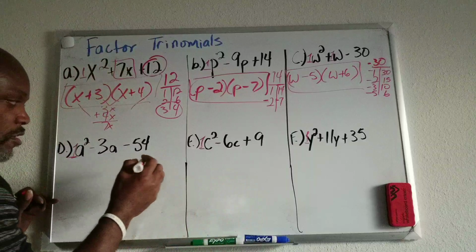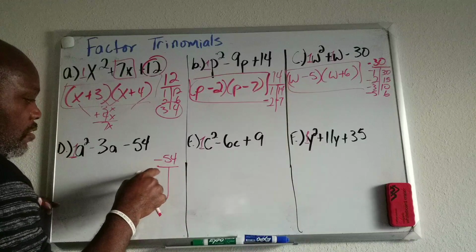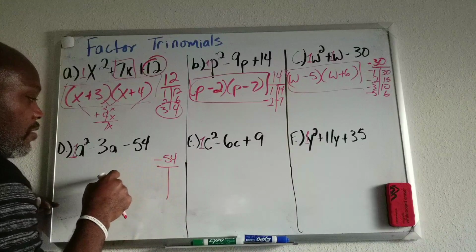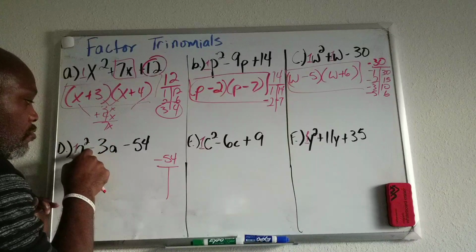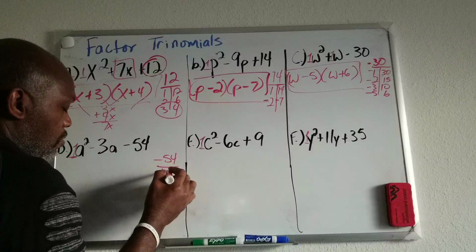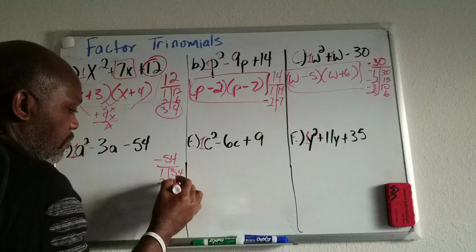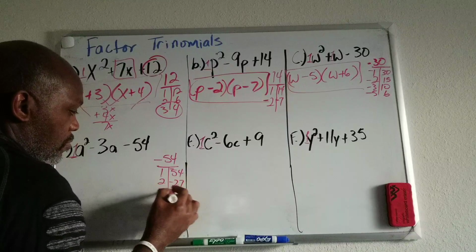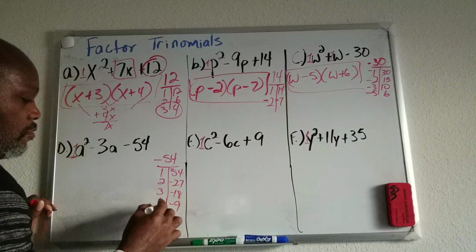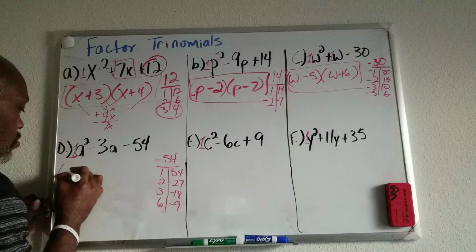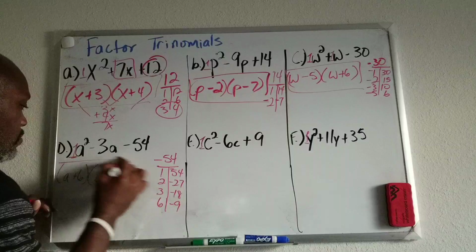All right, same thing here. We're going to look at negative 54. The factors: one is going to be a negative, one is going to be a positive. The positive one will be the smaller number because the larger number needs to be negative. So we've got 1 and 54. The larger number is going to be negative. And 6 minus 9 is going to be negative 3. So we're going to use A plus 6 times A minus 9.